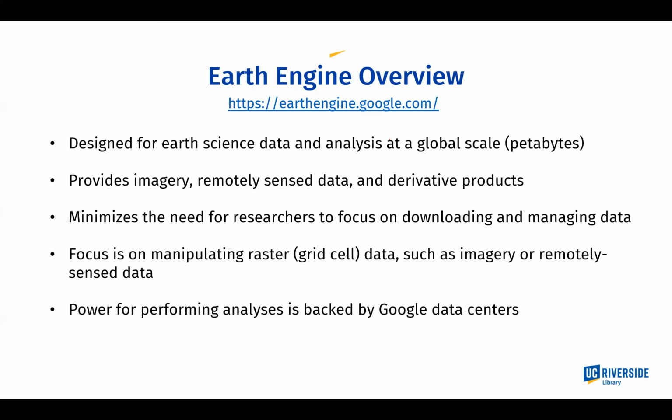And with Google Earth Engine, the focus is on manipulating raster or grid cell data, which I think we're all familiar with. You understand there's a grid of exactly same size squares, and each square is assigned a value. That's how digital imagery comes through, and also remotely sensed information such as temperature readings or reflectance or some other type of thing like that, which is different from the points, lines, and polygons that we were talking about earlier. And the power for performing these analyses is backed by Google data centers. So really high powered.